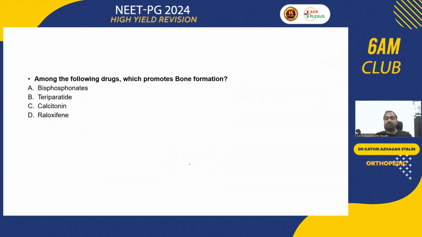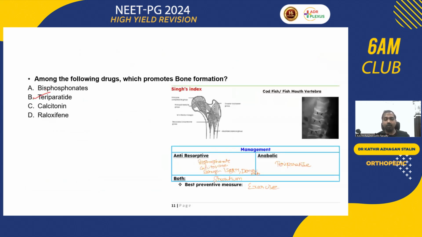Among the following, which drug promotes bone formation? This was already discussed: teriparatide. That is the only true anabolic analog, page number 11.